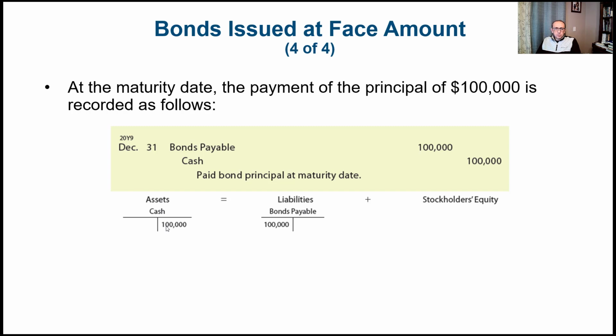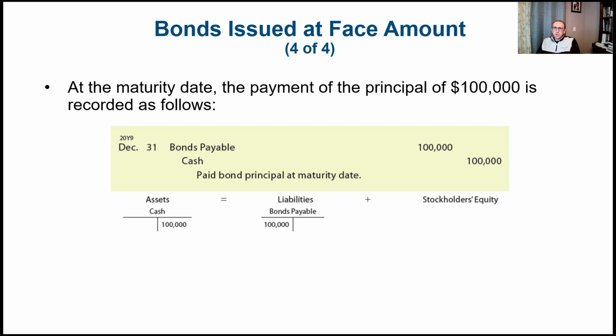At the maturity date, which is after 5 years, the payment of the principal of $100,000 is recorded. And it should be straightforward. On year 5, December 31st, we are going to debit bonds payable, and by debiting bonds payable, we're canceling the bond, and we credit cash, so we're making a payment of $100,000. So we're getting rid of the bonds payable, and we are making a payment on the credit side for $100,000.